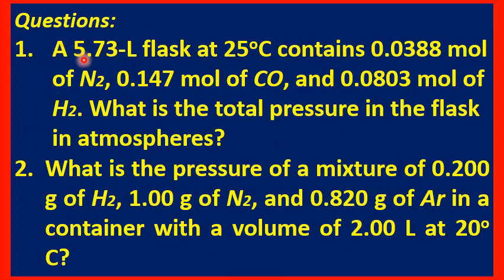The questions are: number 1, a 5.73-liter flask at 25 degrees Celsius contains 0.0388 mole of nitrogen gas, 0.147 mole of carbon monoxide, and 0.0803 moles of hydrogen gas. What is the total pressure in the flask in atmospheres?